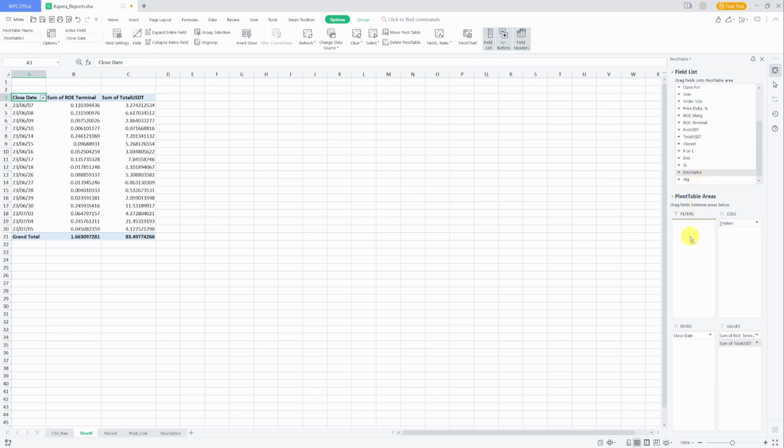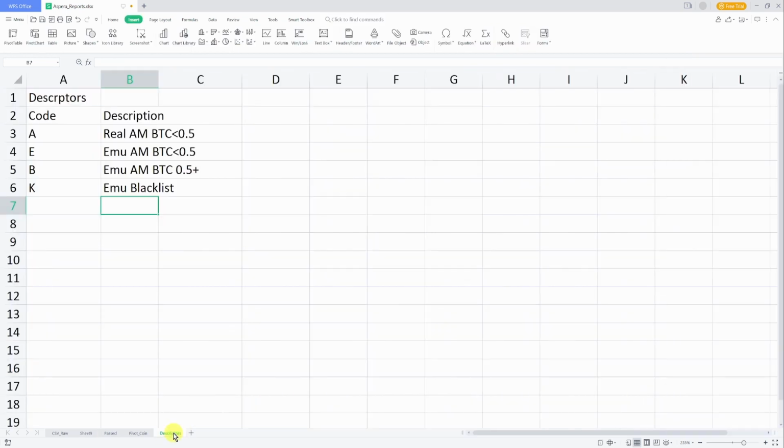I'm using something called the descriptor right now because it's not only the letter A or K. I have a little cheat sheet here, and it tells you what each of these are, and then it shows me this instead of a letter. It's easier to understand this way, both for me and for you, the viewer.